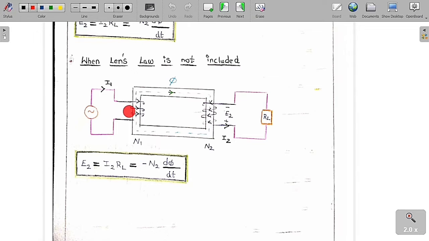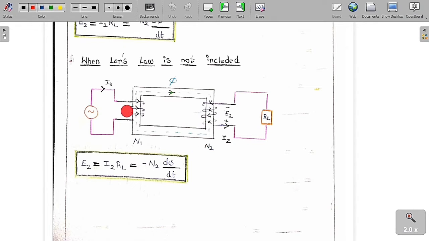Suppose you keep a dot here, and you send the current into this dot, and because of that you find the direction of the flux produced. Similarly, if you keep another dot anywhere on the other coil and pass the current in the dot, and the direction of the flux produced in this coil is in the same direction as the flux produced by the original coil, then we can say these are same dot terminals.